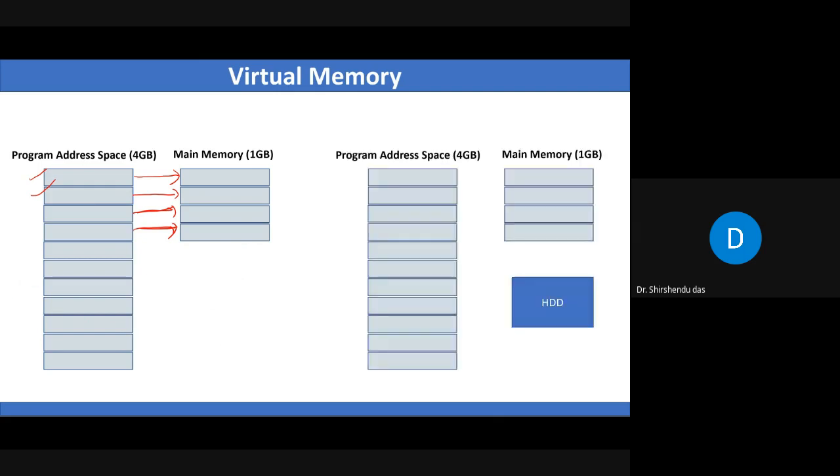So in virtual memory, what we say is that this 4 GB program address space is available in HDD. It's not available in main memory. Each program has 4 GB of space, but that will be available in HDD, and there will be a mapping module here. So if this address page wants to store something in main memory, first it will go here, and this mapping module will redirect it to somewhere here. Then maybe this one.